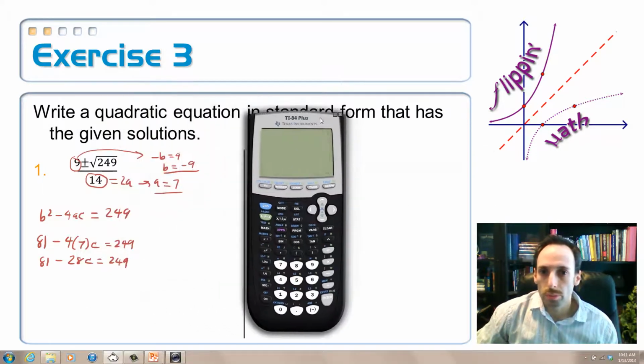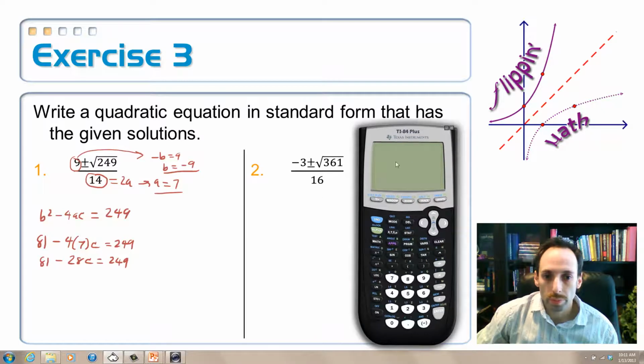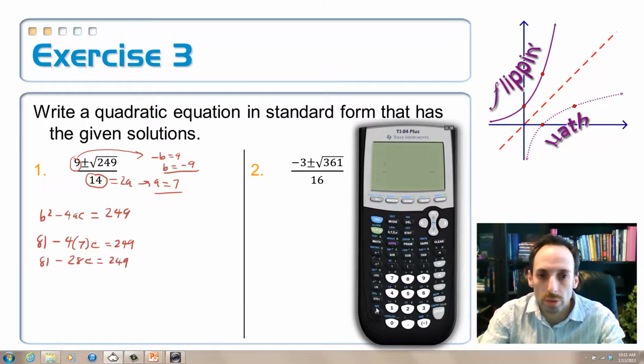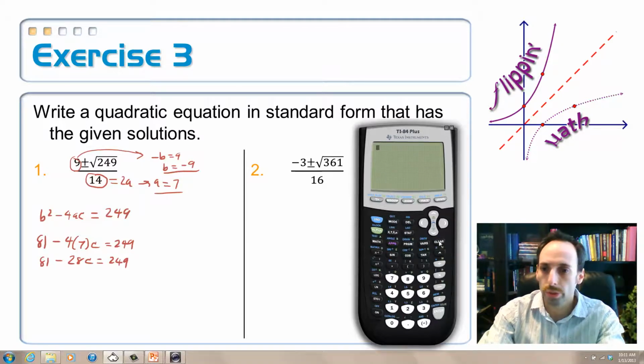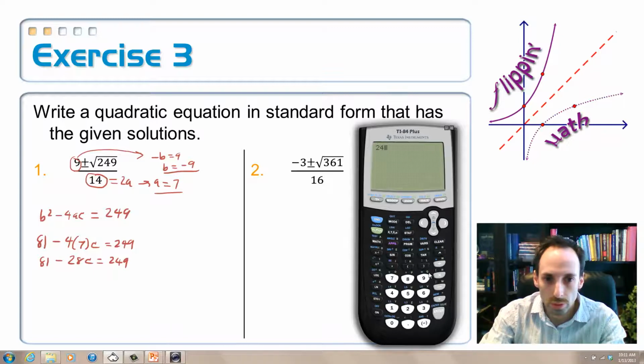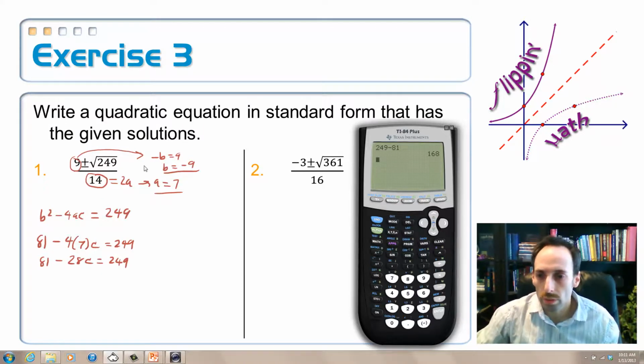Let's go ahead and pull up this calculator here. Move that thing right out of the way. Turn it on. Hit clear. Let's see, I gotta subtract 249 minus 81. How much is that? We got 168. 168, alright.